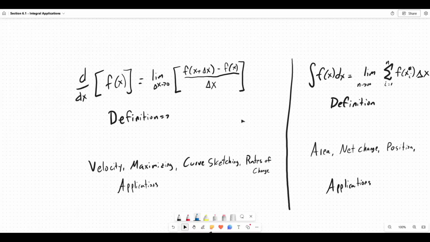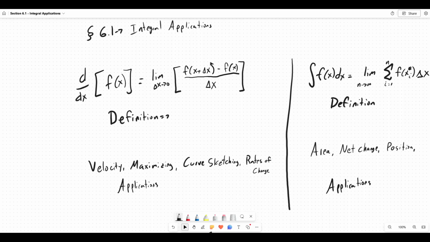Hello once again. We are now ready to start section 6.1, which is where we're finally going to start talking about why we are interested in these integrals. Previous to this, we've just been talking about how to find integrals, where they come from, what rules they have, and we've talked about some specific rules. But now we're going to be more interested in why we talk about integrals.